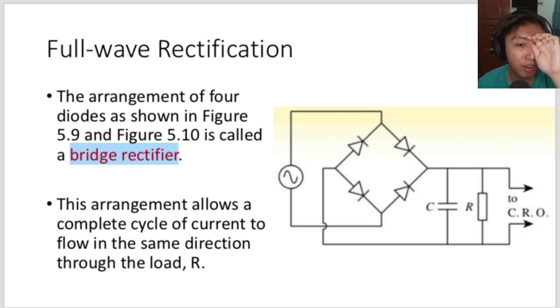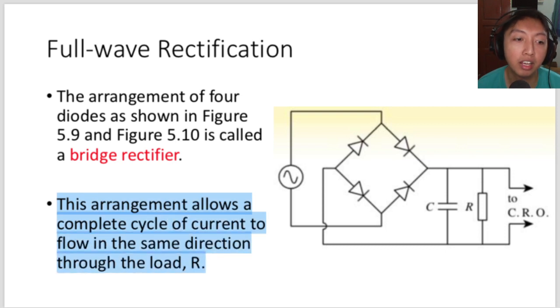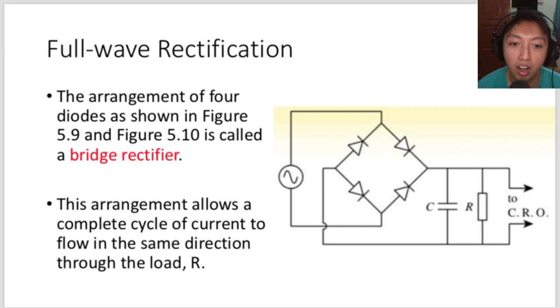So basically what's happening is, okay, first, I'll explain this later. It looks confusing when you first look at it. But the important thing is this is called a bridge rectifier and you need 4 diodes to make it work. This arrangement allows a complete cycle of current flow in the same direction through the load R. In other words, by using 4 diodes like this, you can turn all of the AC, or every single wave, into a DC current.